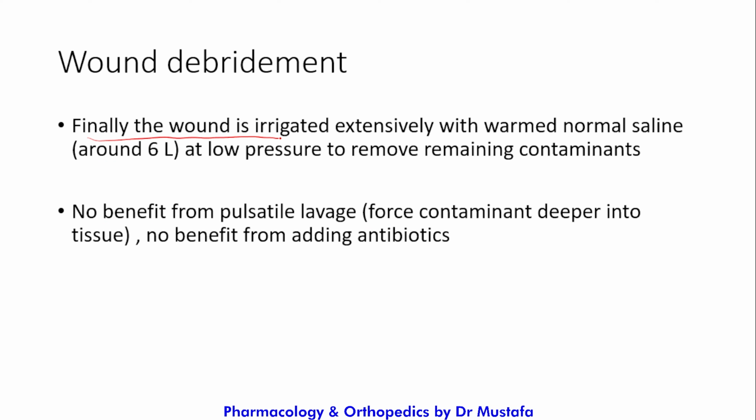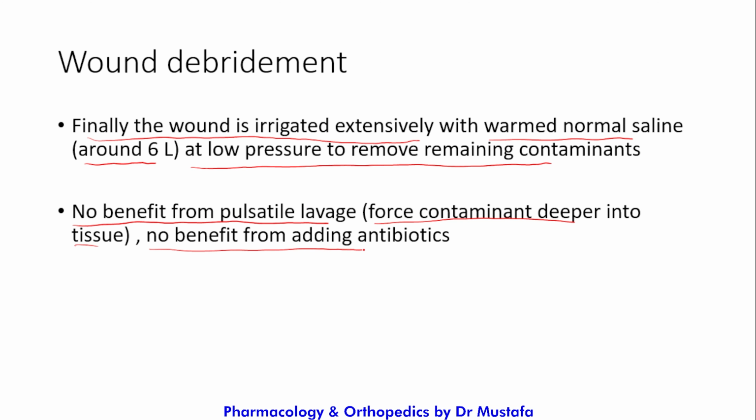Finally, the wound is irrigated extensively with warmed normal saline, around 6 liters at low pressure, to remove remaining contaminants. And there is no benefit of pulsatile lavage. Pulsatile lavage using a syringe or other methods would force contaminants deeper into the tissue, and it would be harmful to the tissue and to the patient because it leads to infection. So no benefit of that, and no benefit from adding antibiotics. Always irrigate with saline at low pressure.